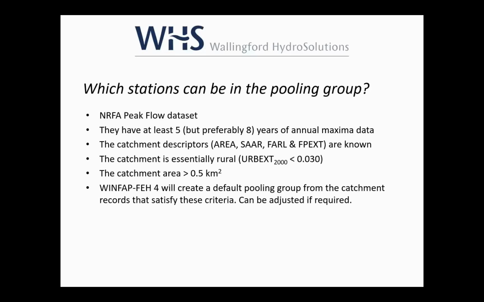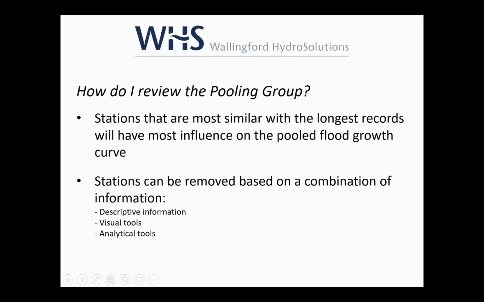Now, you don't have to find the catchments. WINFAP will automatically create a default pooling group from the catchment records that satisfy all of the criteria listed above. And then this can be adjusted if required. And this adjustment really is part of reviewing your pooling group.